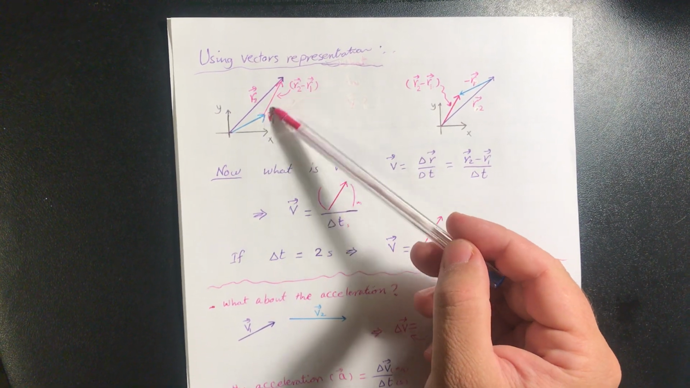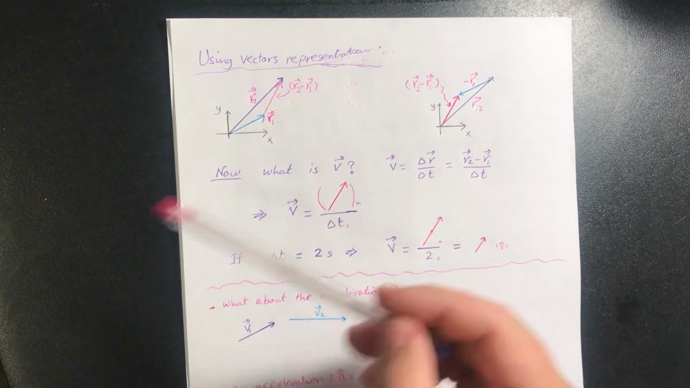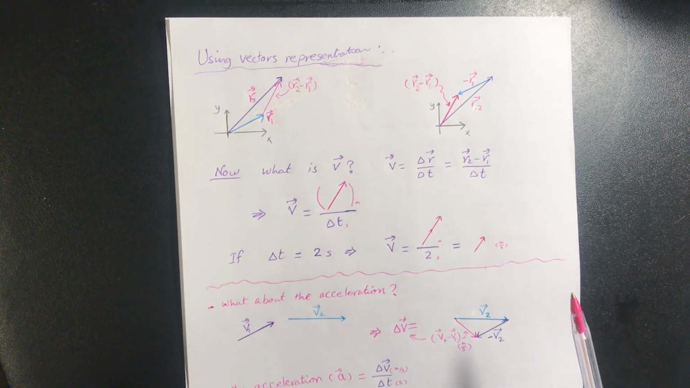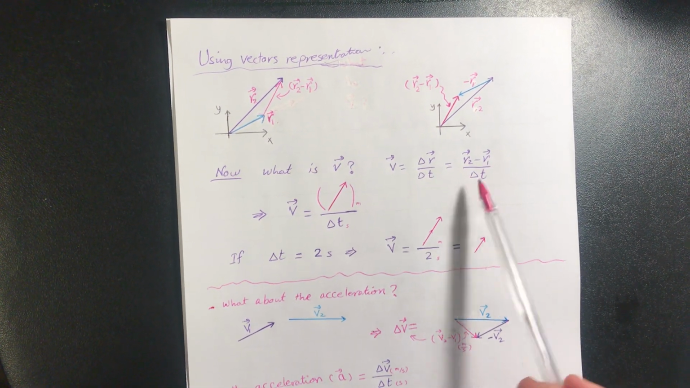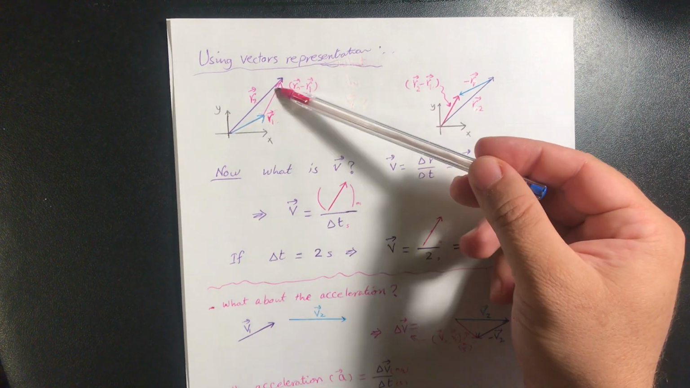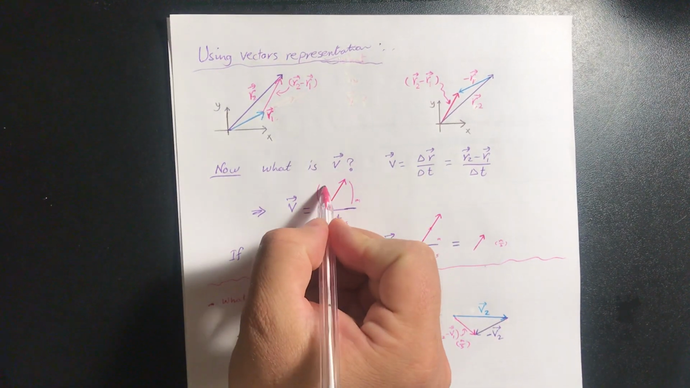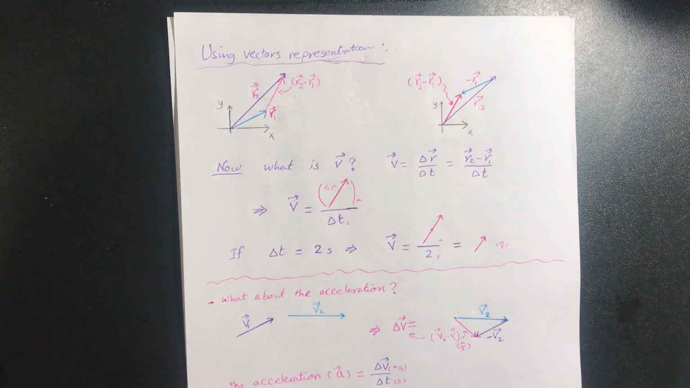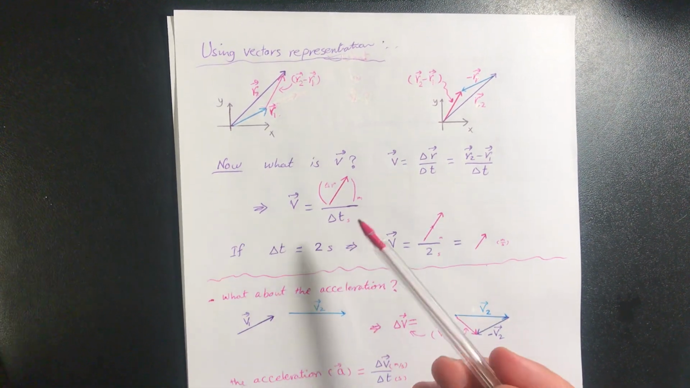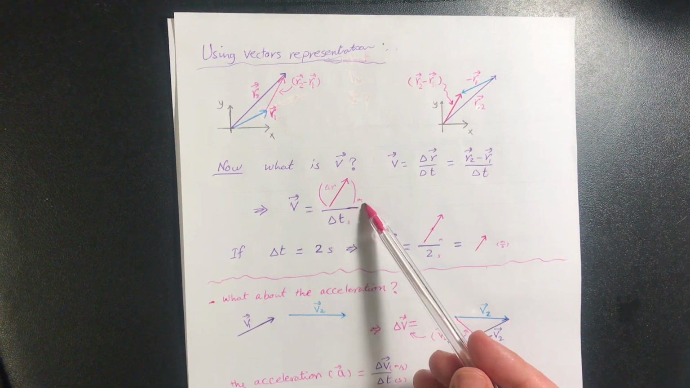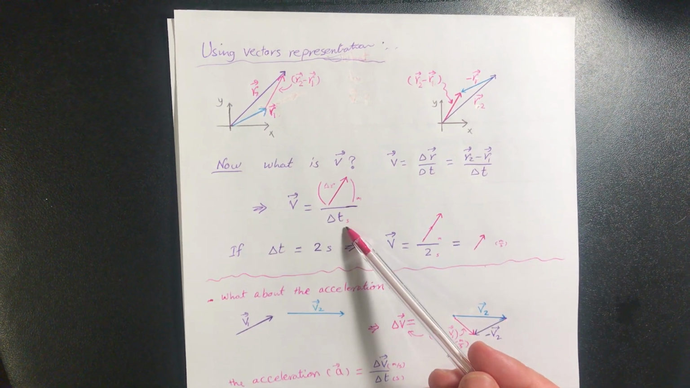The difference between them is r2 minus r1. What is the velocity? It is delta r over delta t. This is delta r. This is the same vector. This is delta r, and this one is delta t. Be careful that the units of delta r is in meters and delta t in seconds.